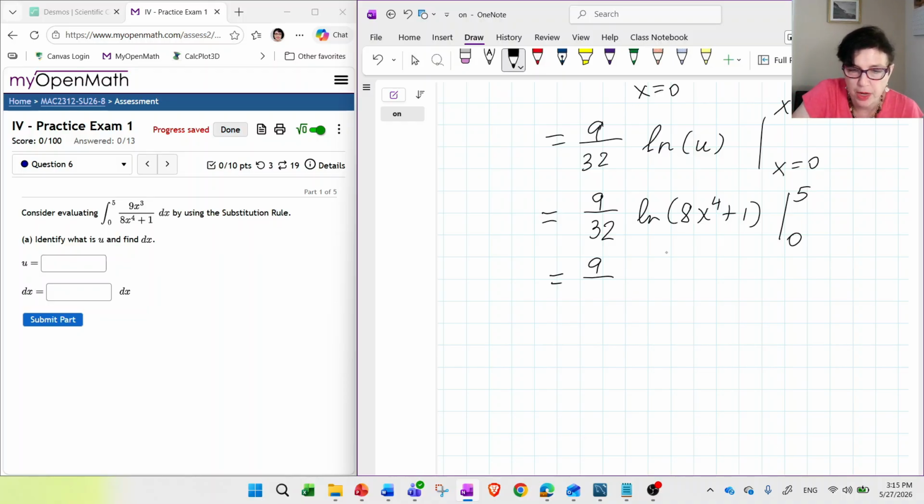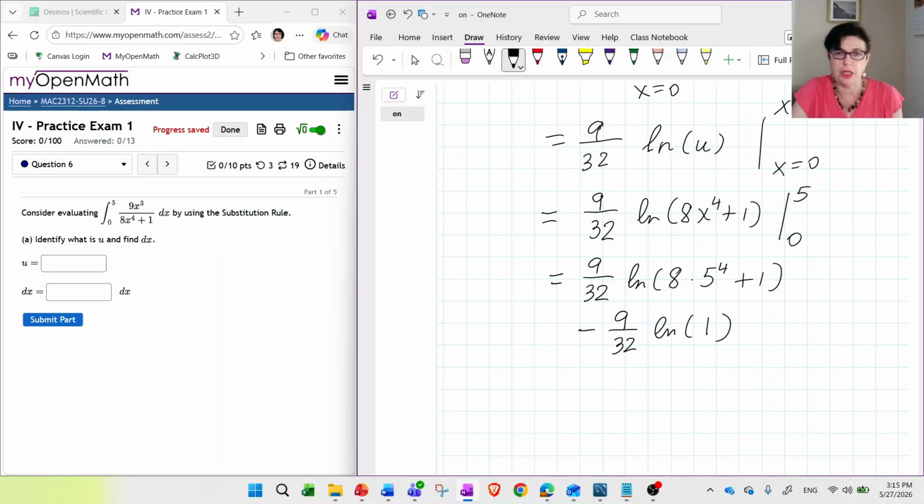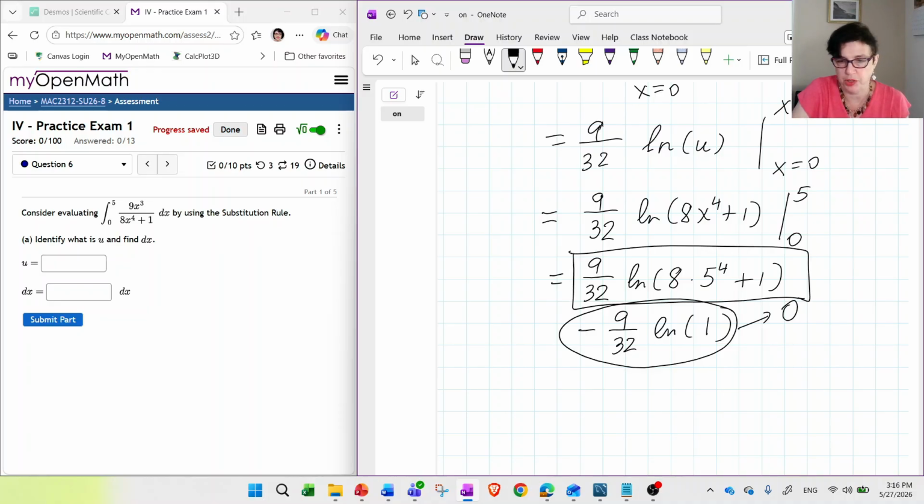So I'm going to have 9 over 32 natural log of 8 times 5 to the fourth, whatever that is, plus 1, minus, let's substitute the bottom. So this is going to be natural log of 0 plus 1, that's just going to be 1. Now, one thing that you do have to simplify, and this is very important, is you do not want to leave this like that, because natural log of 1 is actually 0. My answer is just going to be this right here.